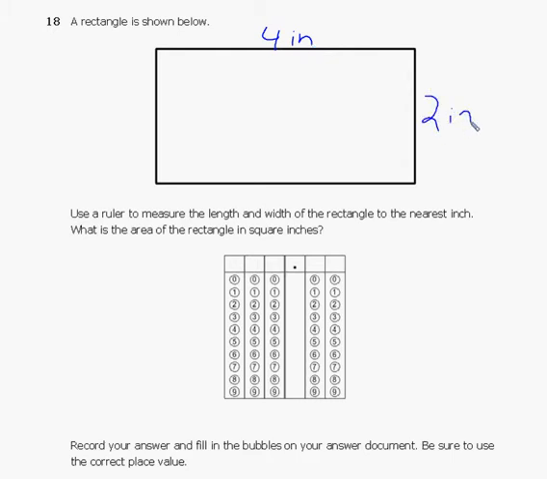Since it was to calculate area, you go ahead and measure length times width. If you're measuring length times width, it would be 8 square inches. 8 square inches. So when we're doing that, another important thing is place value.